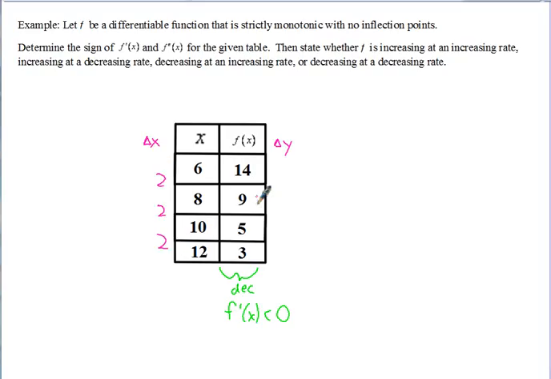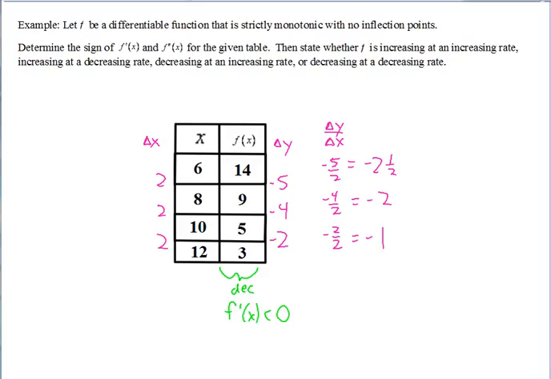The y-coordinate 14 to 9 goes down by 5, so negative 5, 9 to 5 is negative 4, 5 to 3 is negative 2. So the change in y over the change in x will be negative 5 over 2, negative 4 over 2, and negative 2 over 2. So you can see that's negative 2 1/2, negative 2, and negative 1.